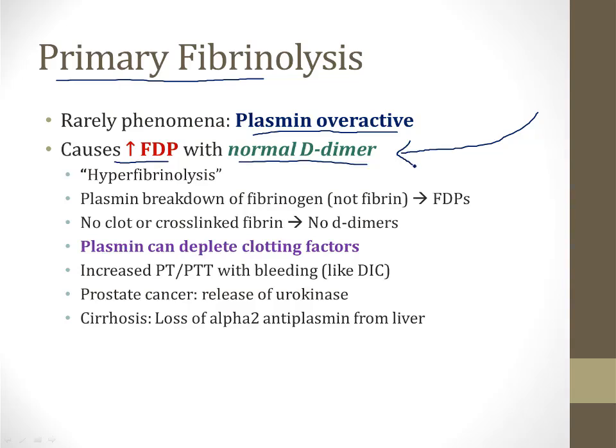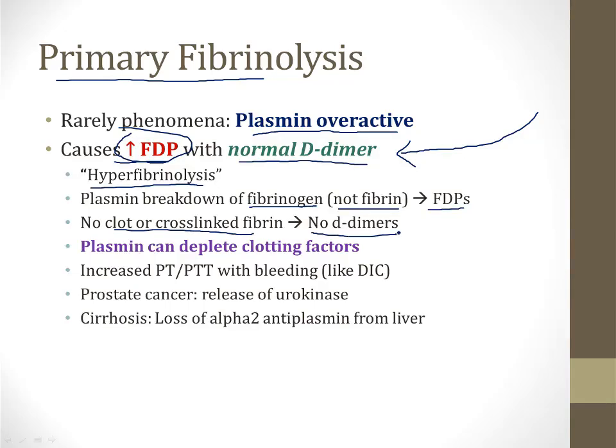These are very rare scenarios, but board examiners like to ask you about this to see if you understand the different origins of the fibrin degradation products and the D-dimer. These conditions are sometimes called hyperfibrinolysis. Plasmin is breaking down fibrinogen, but not fibrin, to form FDPs. There is no clot or cross-linked fibrin present, so no D-dimers are produced.